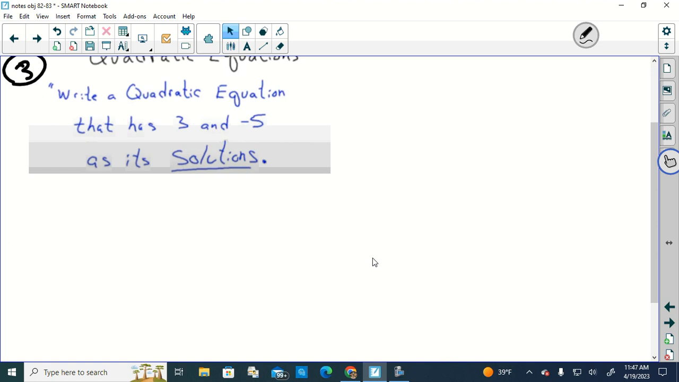And this is what the problems will look like, written out in sentence format. So write a quadratic equation that has 3 and negative 5 as its solutions.